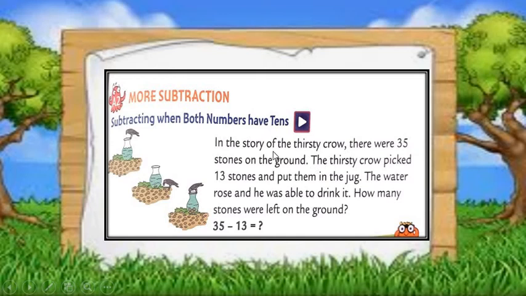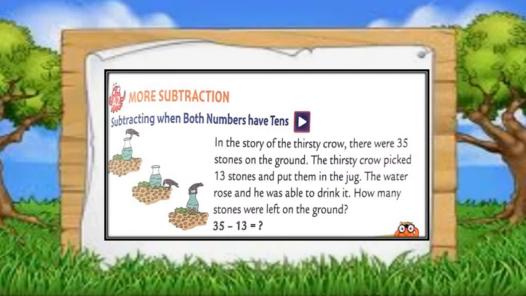Why we are listening this story? This is the turning point. We have to find out how many stones were left on the ground. See in the first line that there were 35 stones on the ground. The thirsty crow picked 13 stones and put them in the jug. So we have to find out the number of stones left on the ground.